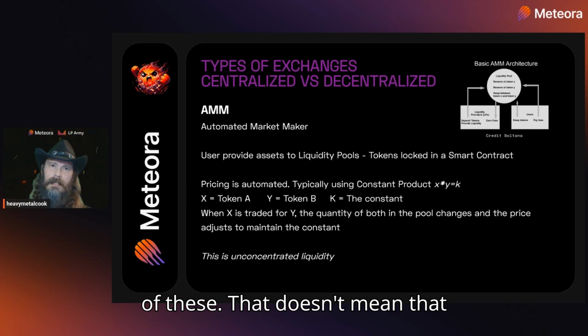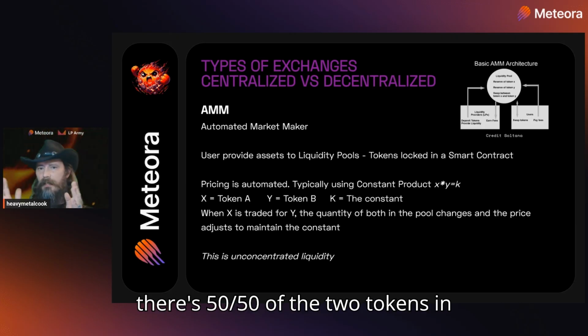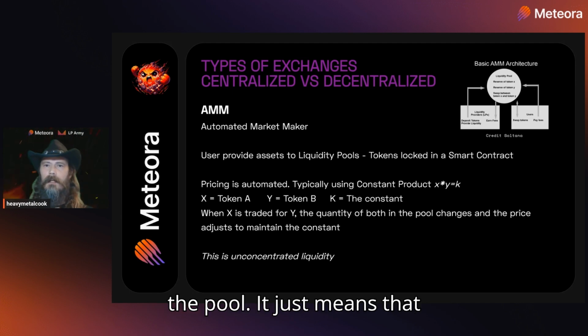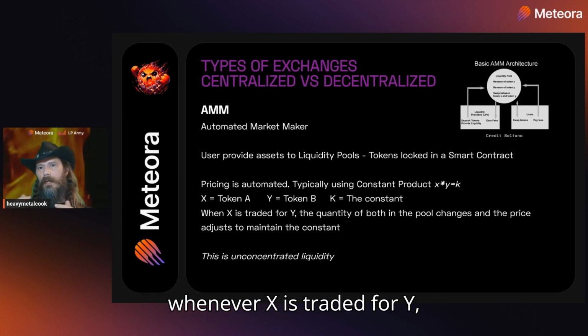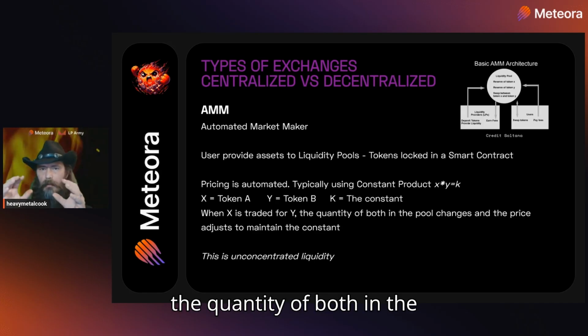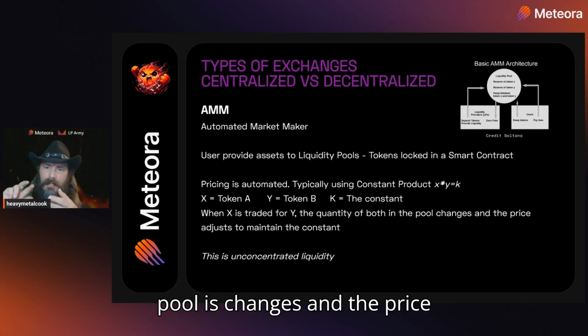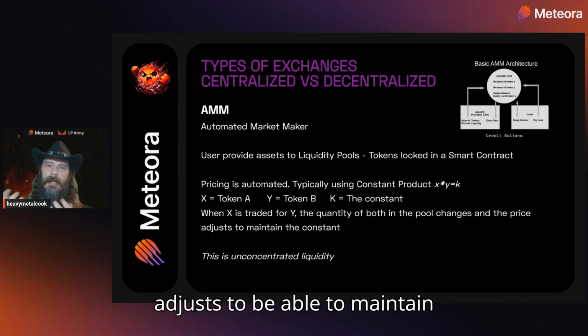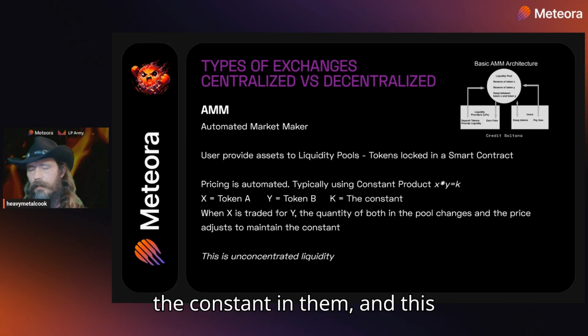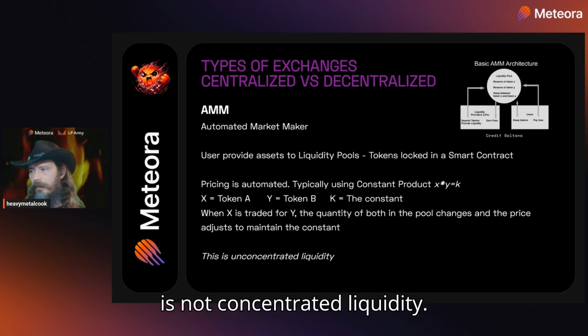That doesn't mean that there's 50-50 of the 2 tokens in the pool. It just means that whenever X is traded for Y, the quantity of both in the pool changes and the price adjusts to be able to maintain the constant in that. And this is not concentrated liquidity.